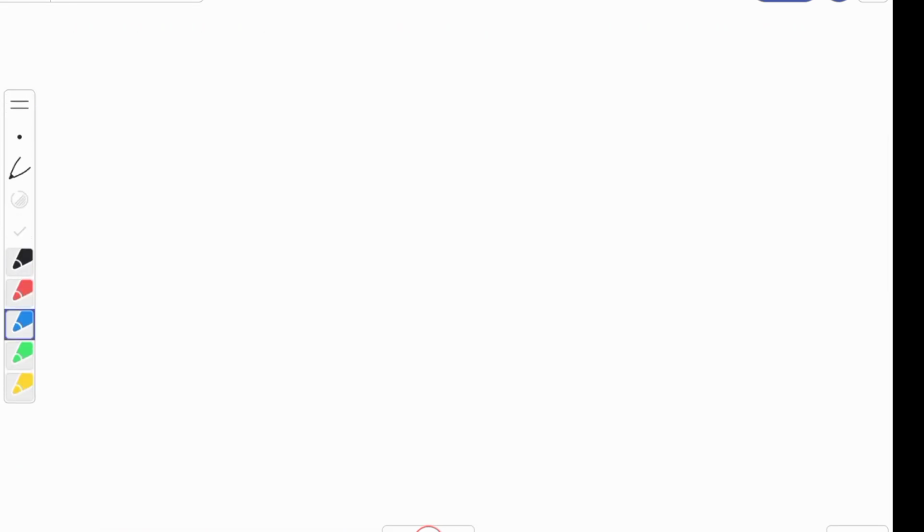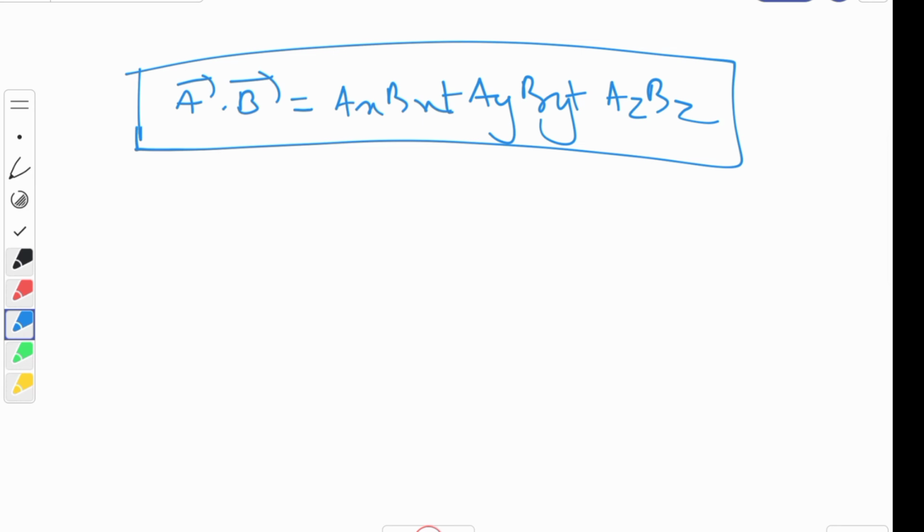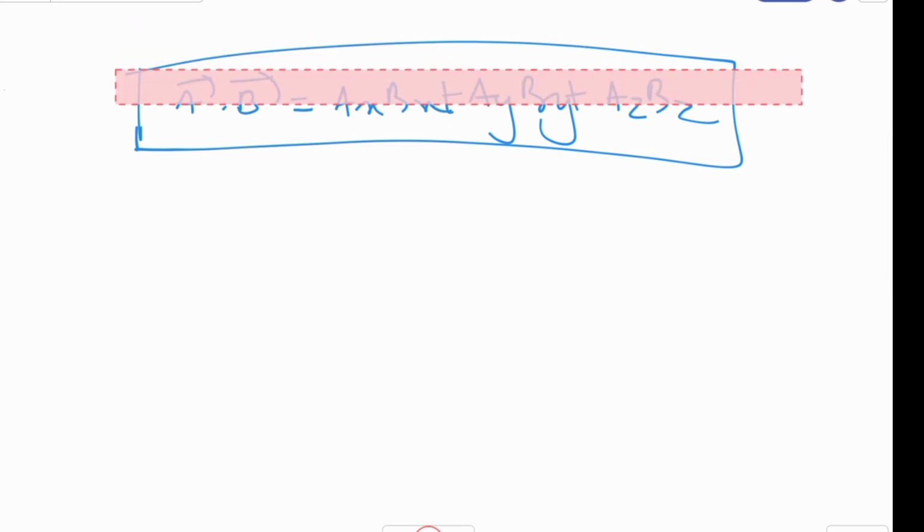So your A dot B is equal to AX BX plus AY BY plus AZ BZ. This is the formula of the dot product of two vectors in Cartesian form. Now we'll see what is the application of this dot product. Why are we studying this? How will we use this?